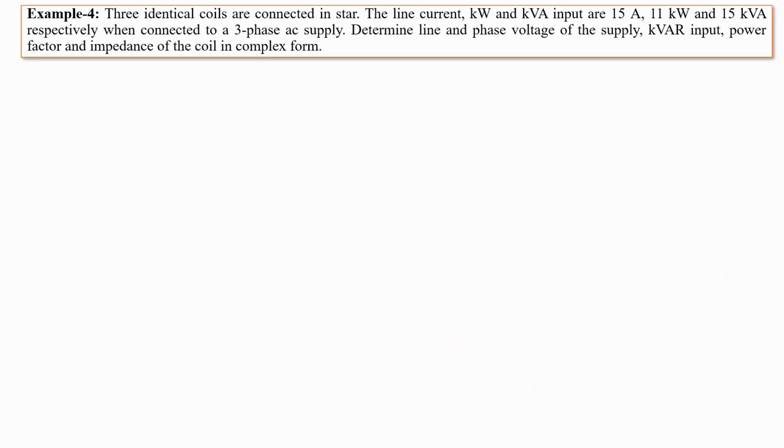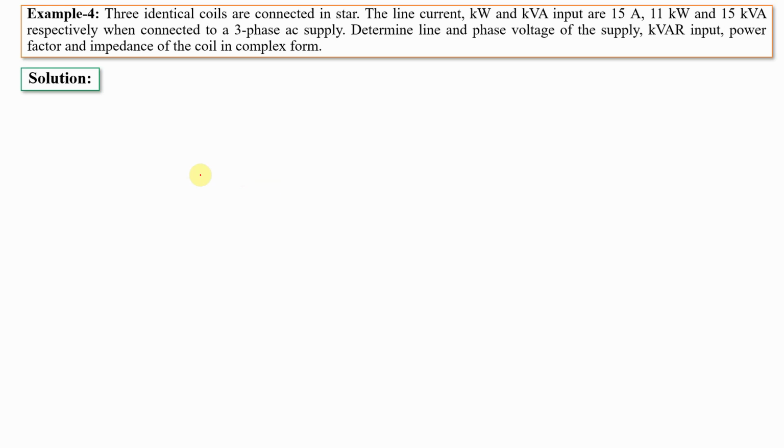Now the fourth question. Three identical coils are connected in star. Line current, kilowatt and kVA input are 15 ampere, 11 kilowatt and 15 kVA respectively, when connected to a three-phase AC supply. To determine the line and phase voltage of the supply, kVAR input, power factor and impedance of the coil in complex form. So let's see the solution.